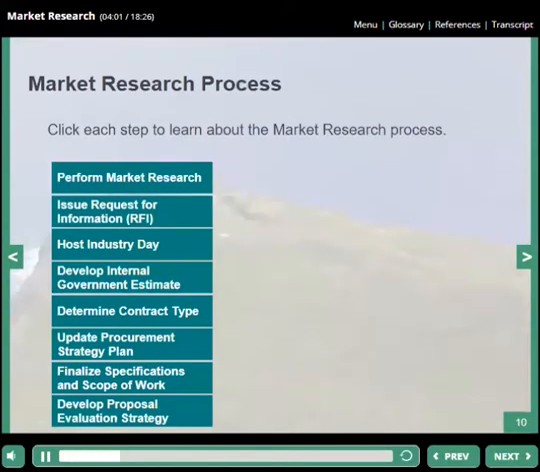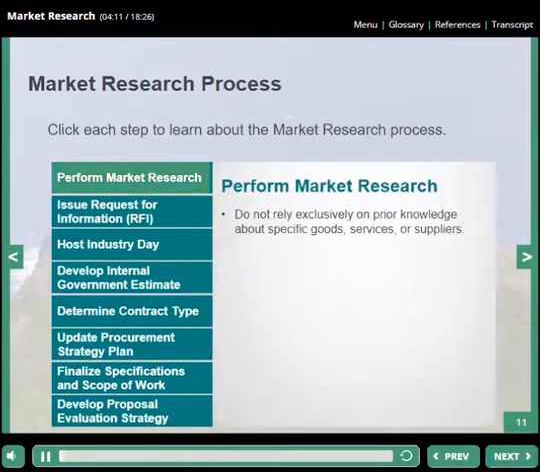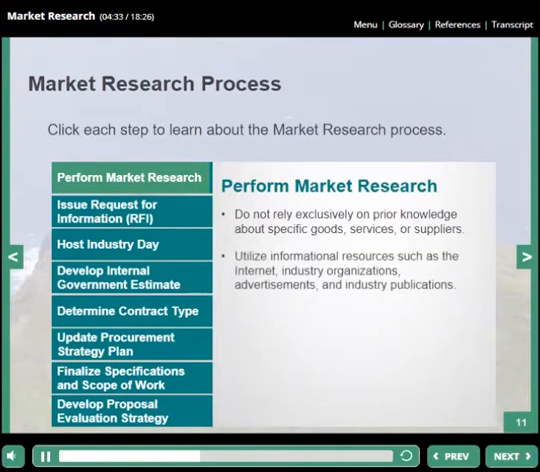Now let's take a look at the process for market research in more detail. There are several steps you can take to ensure a good return on your time spent gathering information. Click each step to learn more. After the procurement officer and the procurement team have completed the initial procurement strategy plan, start performing market research. Even though your procurement team may have prior knowledge about specific goods, services, or suppliers, you shouldn't rely exclusively on this information. To conduct active market research, utilize informational resources such as the Internet, industry organizations, advertisements, and industry publications.